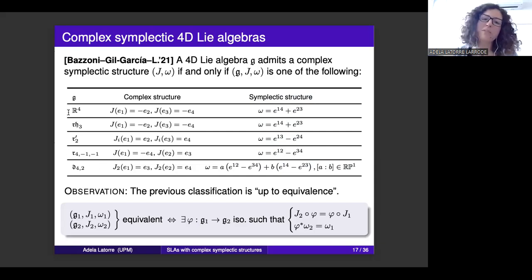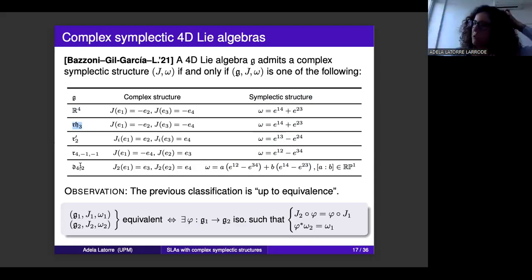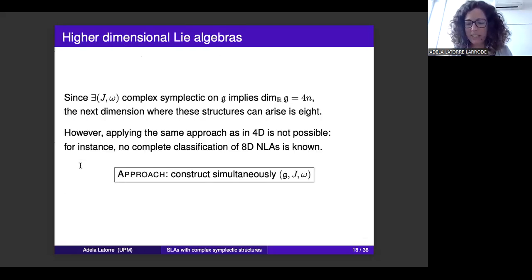And about lattices, I would say that these two are nilpotent, so they admit lattices, and the rest are not unimodular, so they do not admit compact quotients. Anyway, the key point is that in dimension four, since we have the classification of algebras, we have the classification of complex structures, and we know which algebras admit symplectic structures, we could complete the picture.